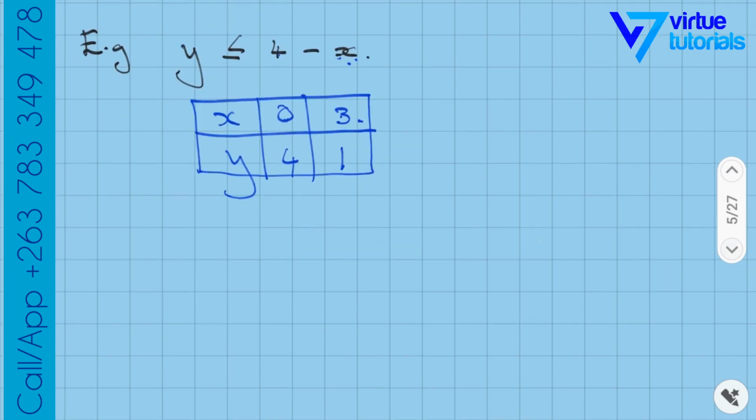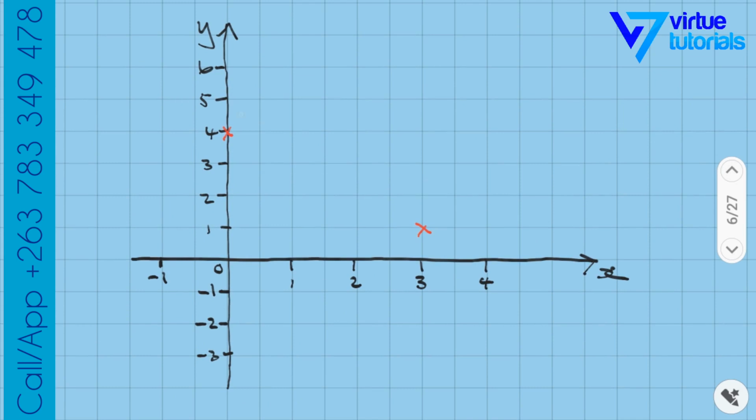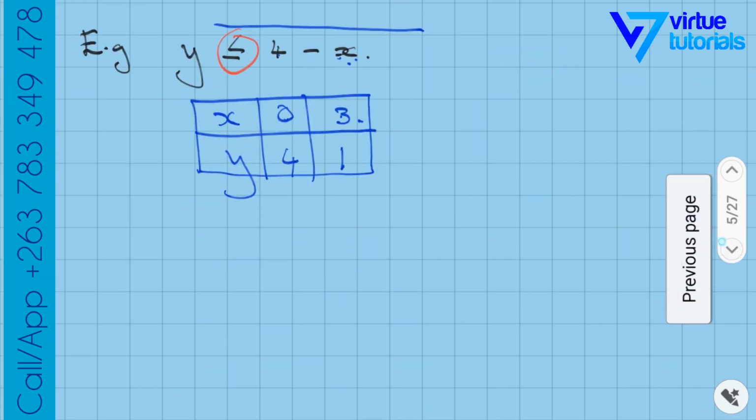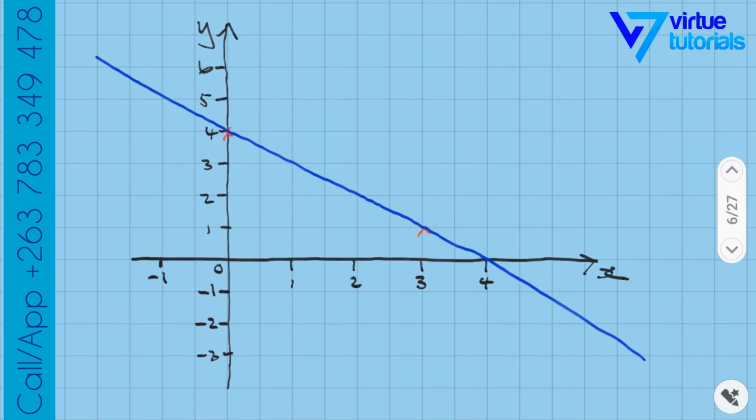Now I want to draw my line through those two points, but I need to decide what kind of line to draw. Since we have a less than or equal to, this time I draw a solid continuous line. I can go and draw my line using my ruler, making sure it passes through those two points. Then I can label this: y is less than or equal to 4 minus x.